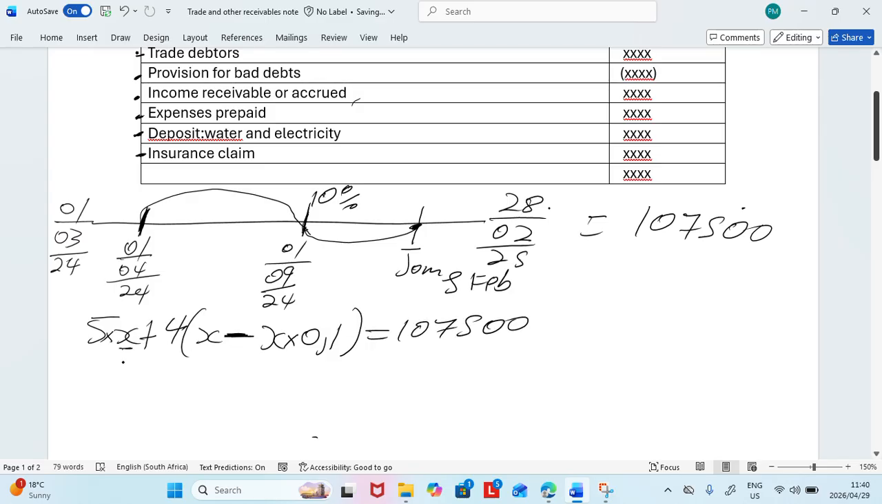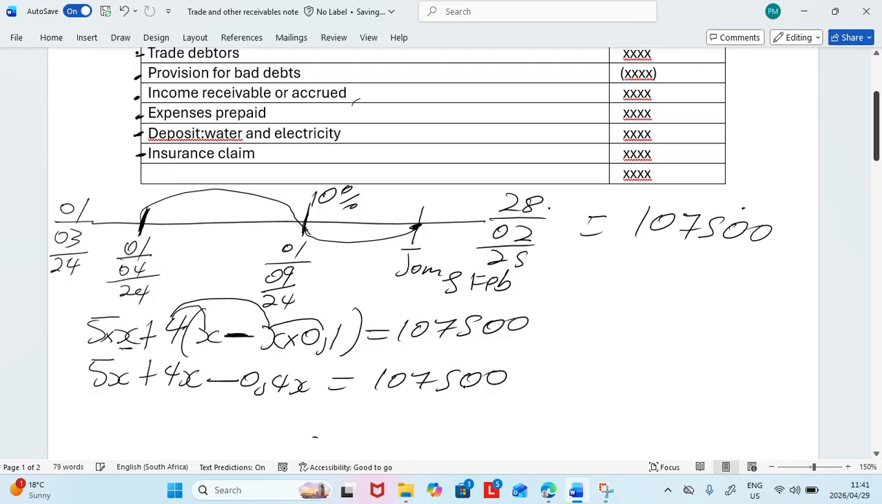Equals to 107,500. Now we just need to solve for X. We have 5X. 4 times X, you will have 4X. 4 will times X and will also multiply 0.1. It will be minus 0.4X equals to 107,500. Now let's solve for X. 5 plus 4 minus 0.4 equals 8.6.